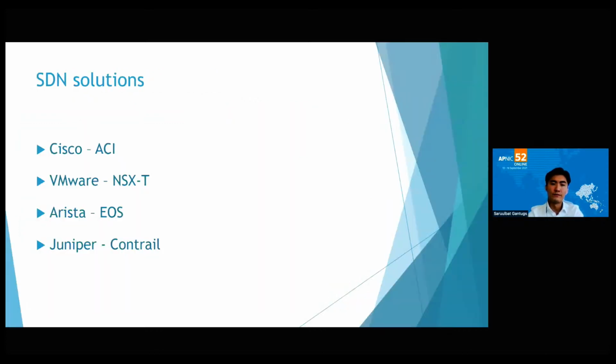Depending on my research as part of the project, I put together some of the SDN solutions from different vendors. Four of them are, for example, Cisco ACI, VMware NSX, Arista EOS, and also Juniper Contrail.